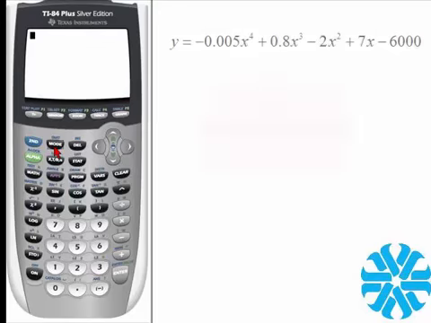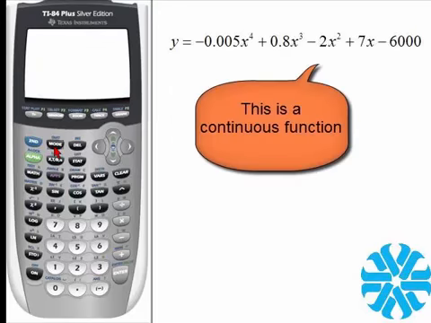Alright, so for our third example, we would like to graph y equals negative 0.005x to the fourth plus 0.8x cubed minus 2x squared plus 7x minus 6,000, and then we want to find an appropriate viewing window for this function.